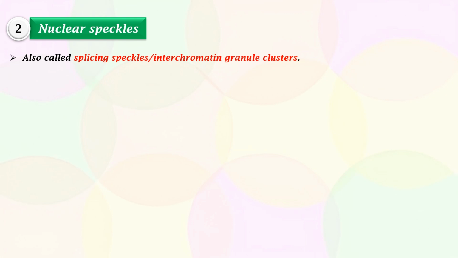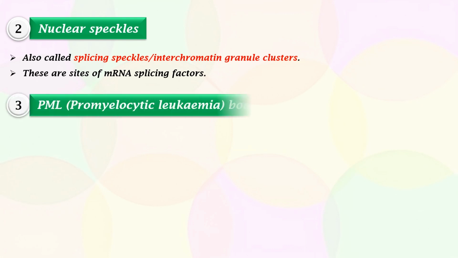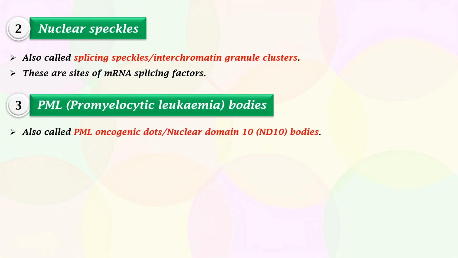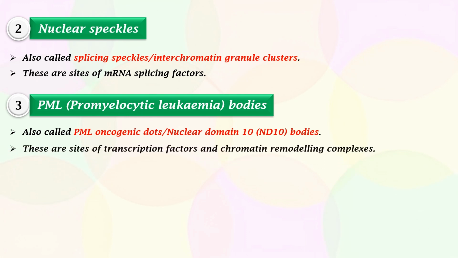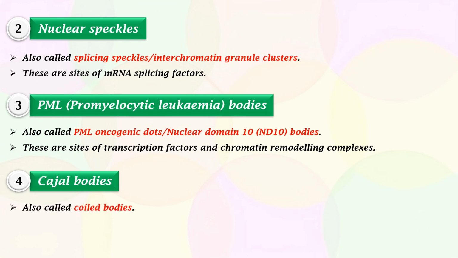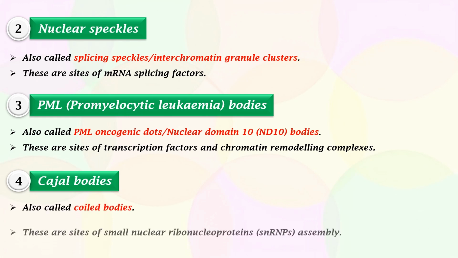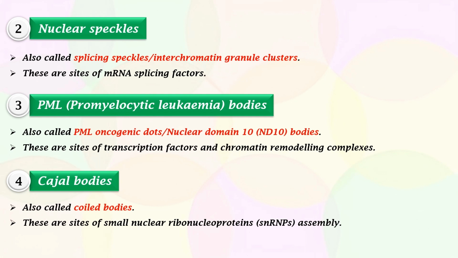Nuclear speckles. Also known as splicing speckles or interchromatin granule clusters. These are sites of mRNA splicing factors. PML bodies. Also known as PML oncogenic dots or nuclear domain 10 bodies. These are sites of transcription factors and chromatin remodeling complexes. Cajal bodies. Also called coiled bodies. These are sites of small nuclear ribonucleoproteins assembly. Cajal bodies contribute to the biogenesis of telomerase.